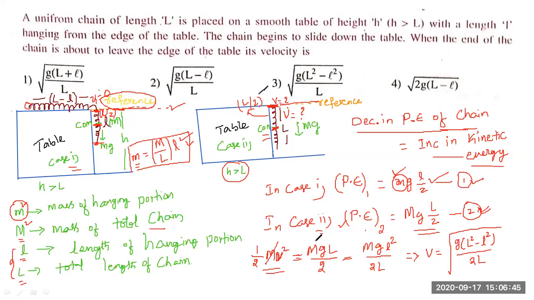Now students, by cancelling M on both sides and making v the subject in this equation, we will finally get v equal to the square root of g into (capital L square minus small l square) by 2l. That's it. Therefore, we are going to get the third option as the answer.